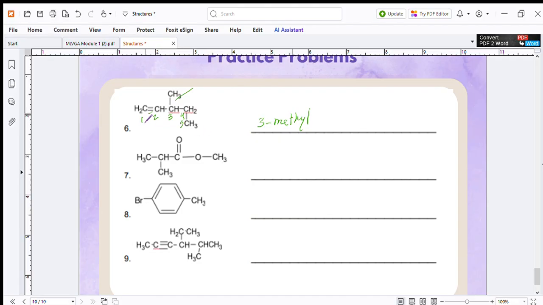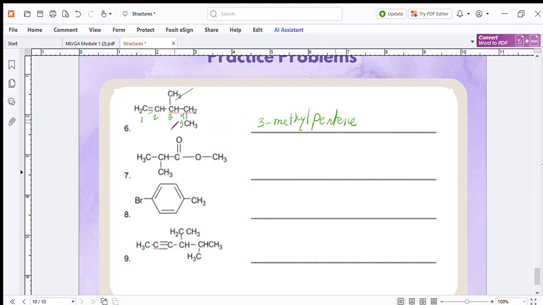So, let's count another time. 1, 2, 3, 4, 5. So, ito po ay pent. Then, yung suffix niya is pentane ba, pentene, or pentyne? It will be pentene. Bakit pentene? Kasi ito po ay double bond, which pertains to alkenes. So, susulatin din natin ang location ng double bond, which is in number 1. Hindi na kailangan, kasi sa number 1 naman siya. So, sabihin natin, pentene.